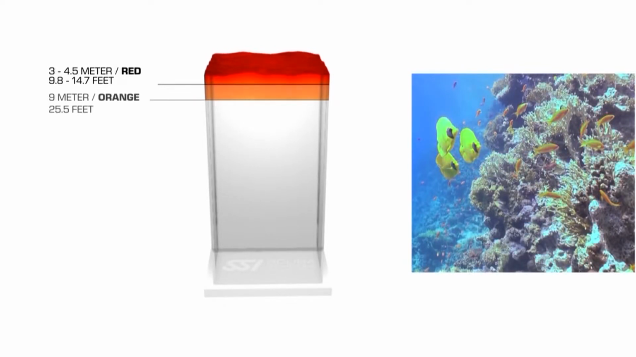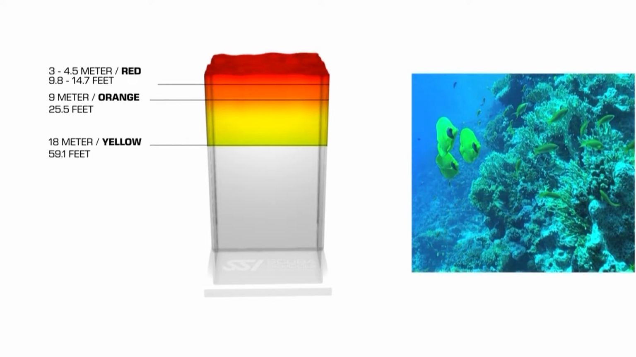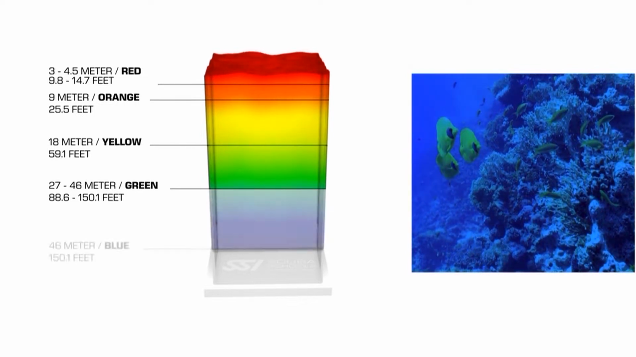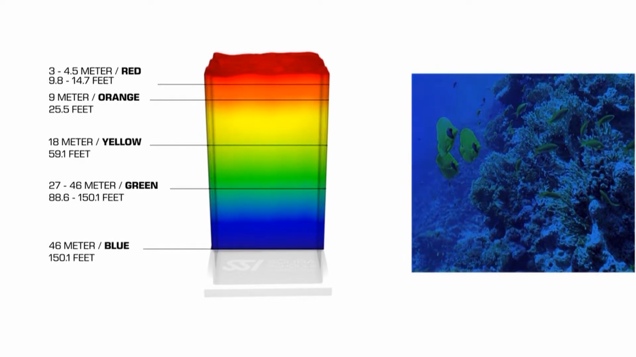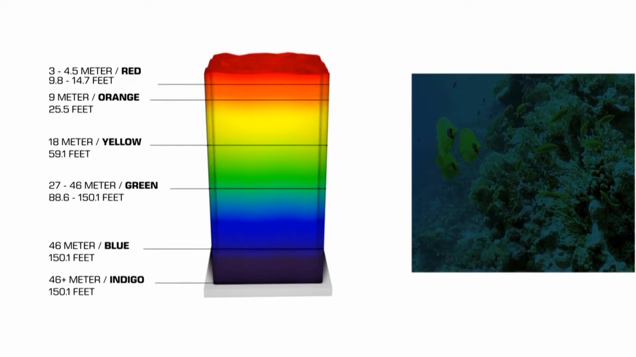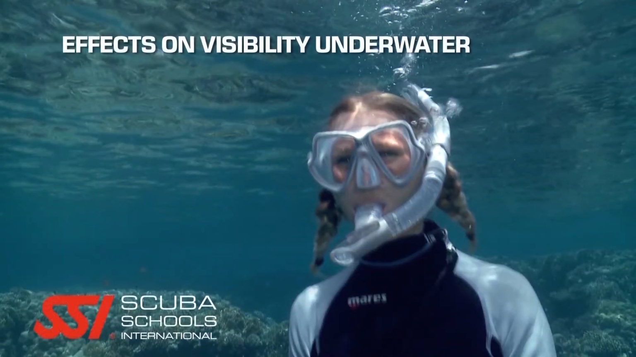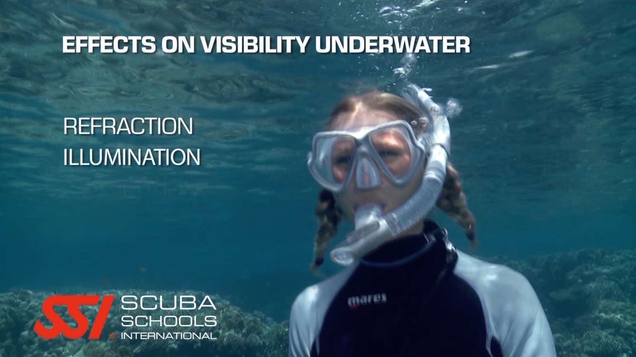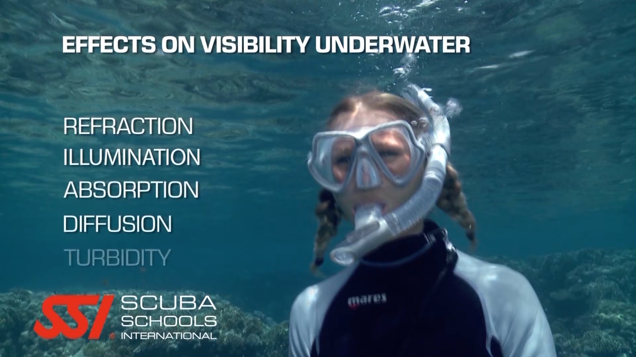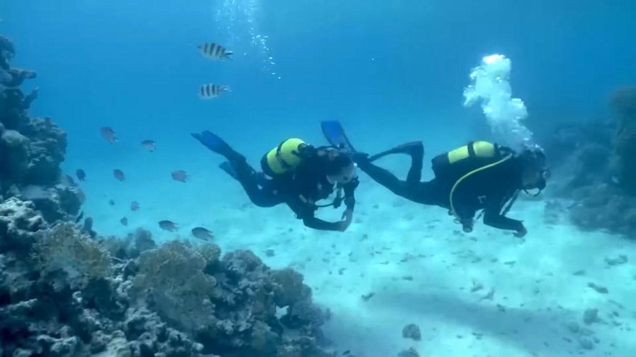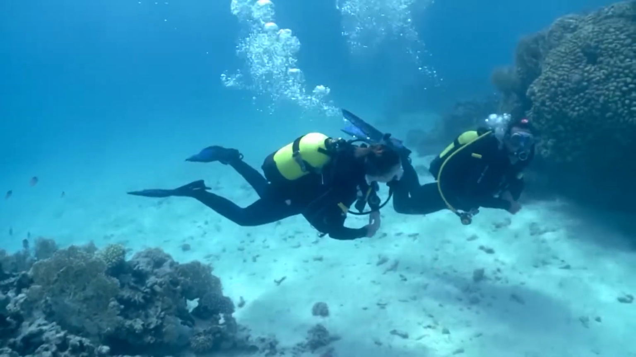Additionally, the deeper you dive, the warm colors red, orange, and yellow will virtually disappear, and your eyes will only see blues and purples. This is called absorption. Many variables will affect visibility underwater: refraction, illumination, absorption, diffusion, and turbidity. All of these factors can make the same dive site look very different throughout the day.